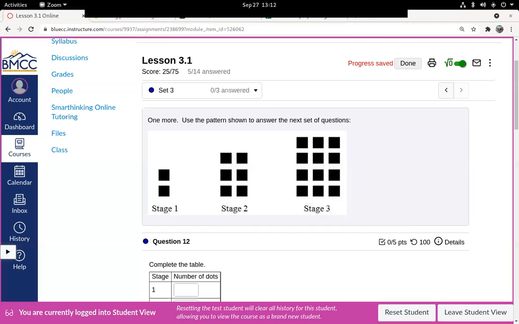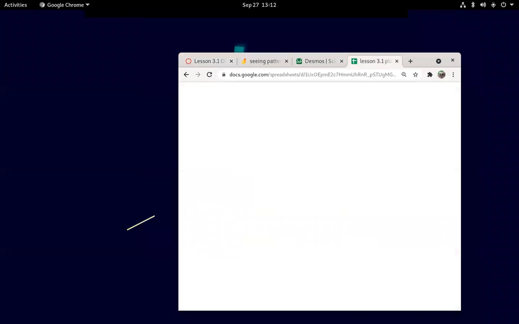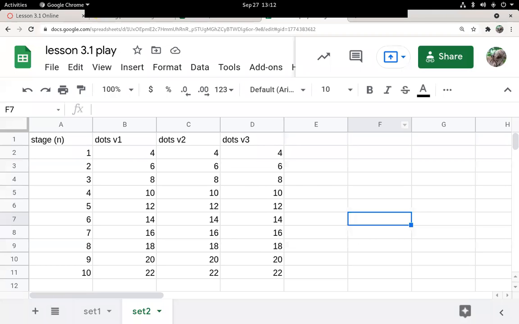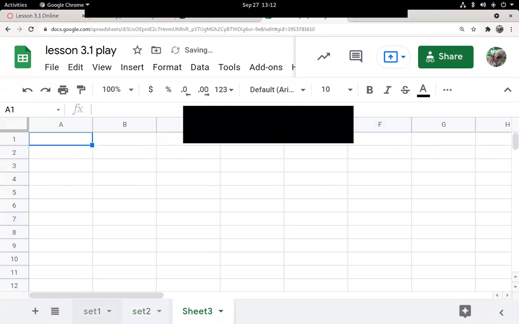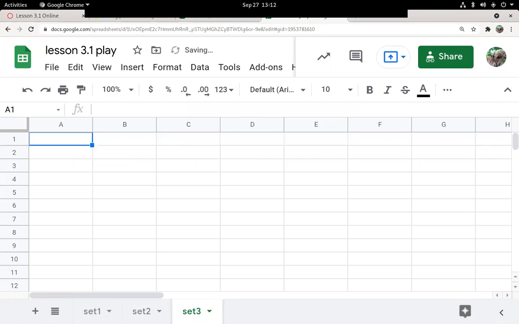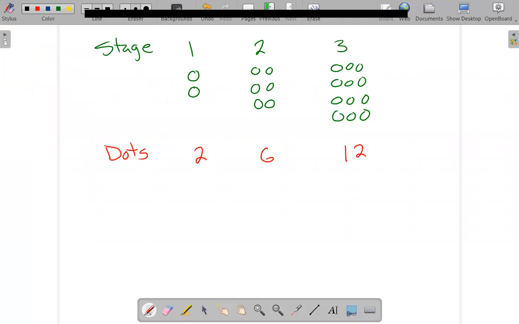So let's go over to that spreadsheet again. And I'll reshare this spreadsheet with anybody that wants to check it out in just a sec. So this is set 3. And we're considering the stage versus the dots. And all I know so far is I have 1, 2, 3 stages, and I have 2, 6, I believe it was 12 dots. Yep. All right. So I wrote that down in my table.